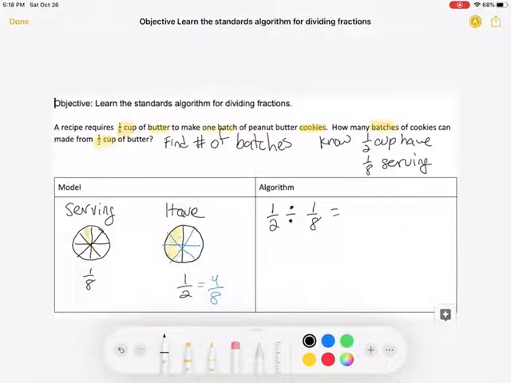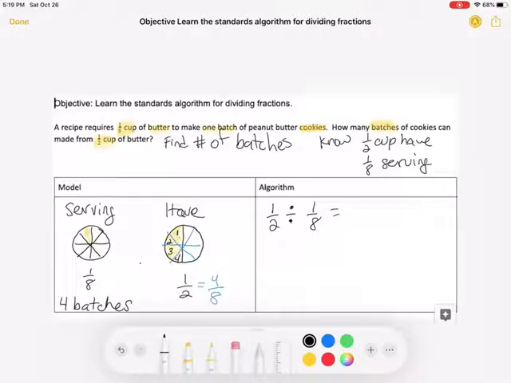eighths. And now my final step is to go back and compare my serving size to what I have. So I have 4/8 and I need 1/8 to make a serving. So right here, that's one serving. This is a second serving. This is a third serving. This is a fourth serving. So if I go back to my question, how many batches of cookies can be made from 1/2 cup butter? I can make 4 batches.